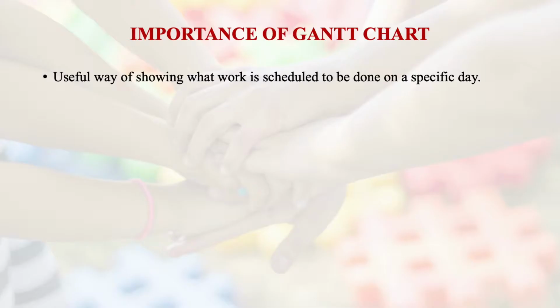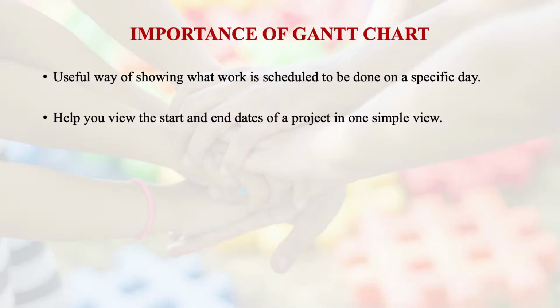It is a very useful way of showing that work is scheduled to be done on a specific day. We have shown week-wise, but it can be done day-wise also, right? So you can plan a weekly schedule, a daily schedule, and on that basis you come to know whether your project is running smoothly or not, and which activity needs more resources, and so forth. It helps you view the start and end dates of a project in one simple view.